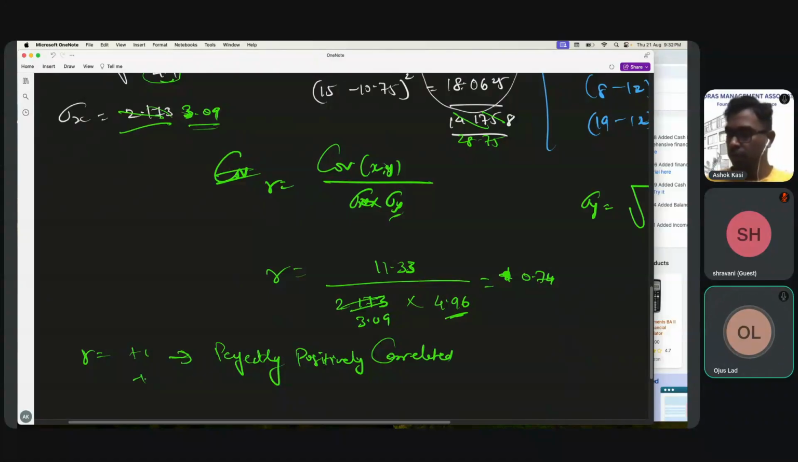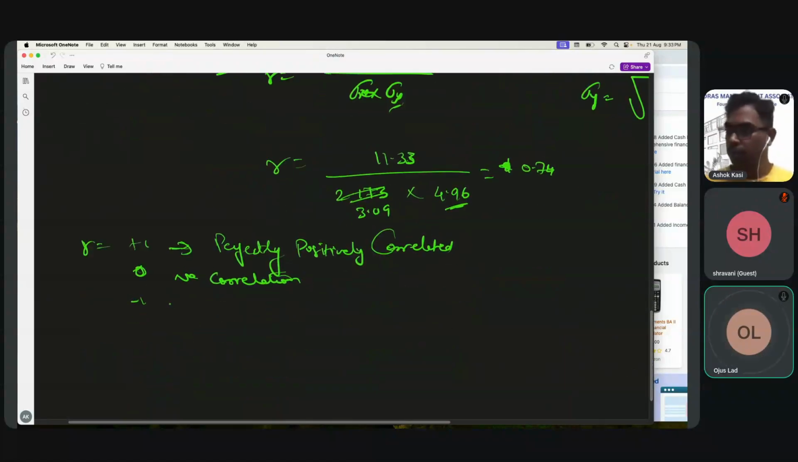And if it is 0, there is no correlation. If it is -1, then it is perfectly negatively correlated.